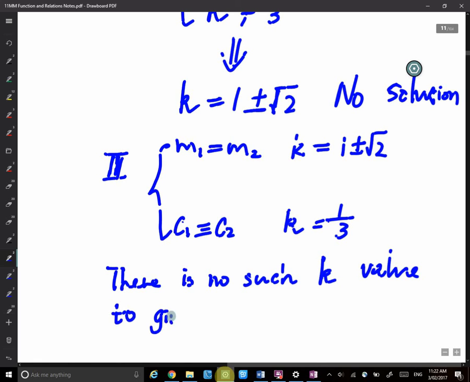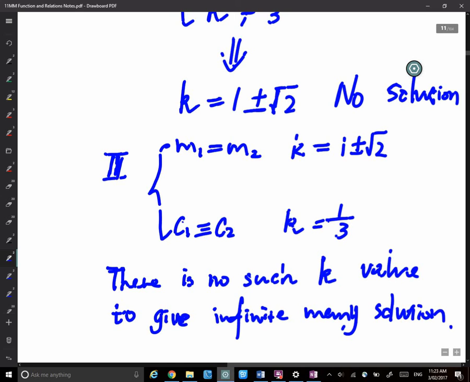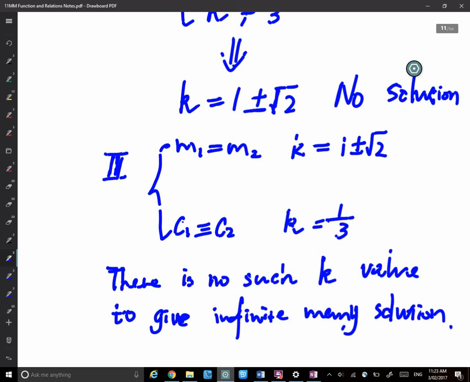So to give infinitely many solutions, there's no K value that will satisfy this.